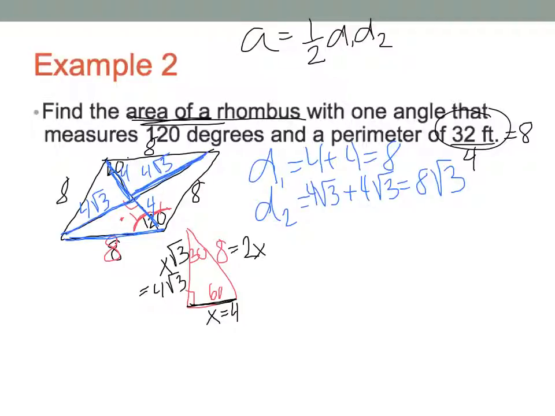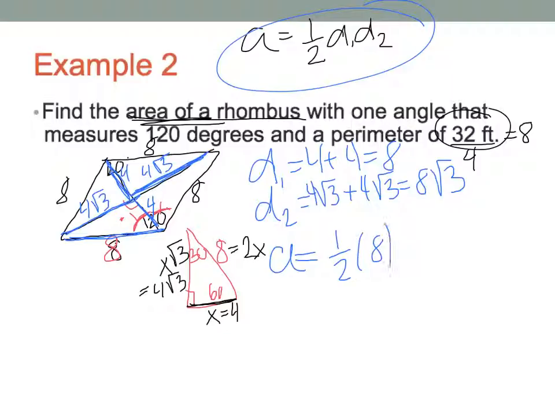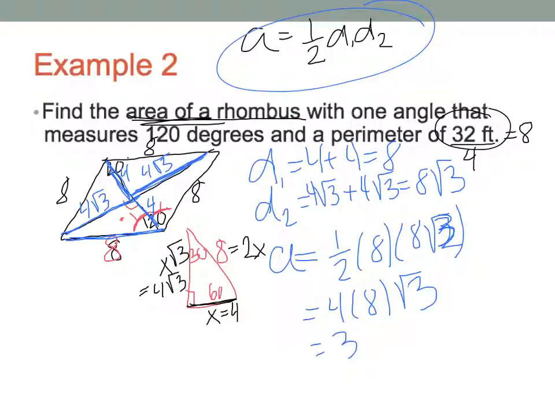I'm going to plug in those two pieces of information into my area formula right here. And I'm going to get area equals 1/2 diagonal 1 times diagonal 2. That has to be a root 3, excuse me. And now I'm going to get 4 times 8 times root 3. And now I'm going to get 32 root 3. And since it's area, it's going to be feet squared.